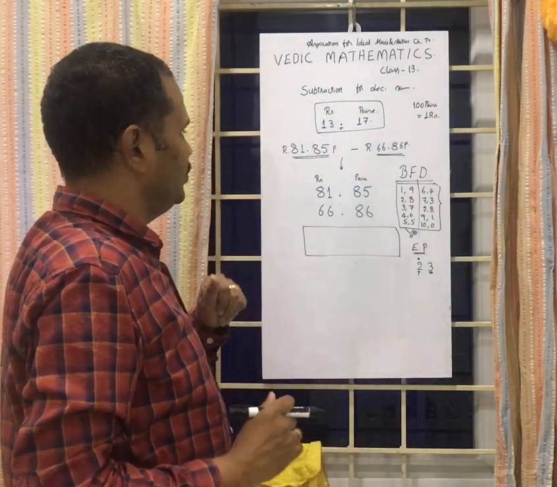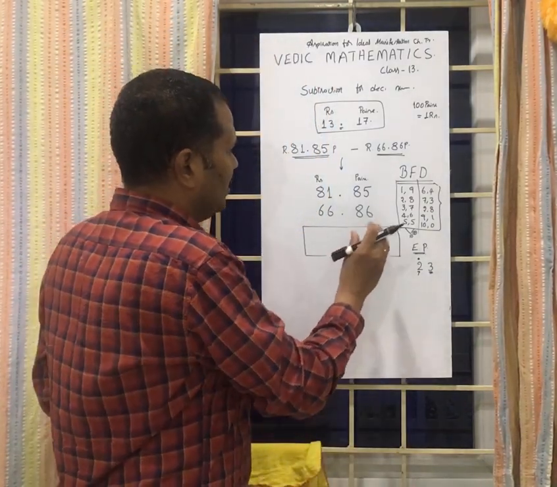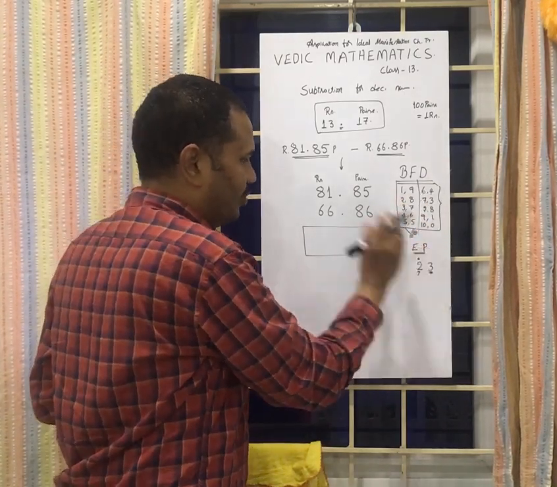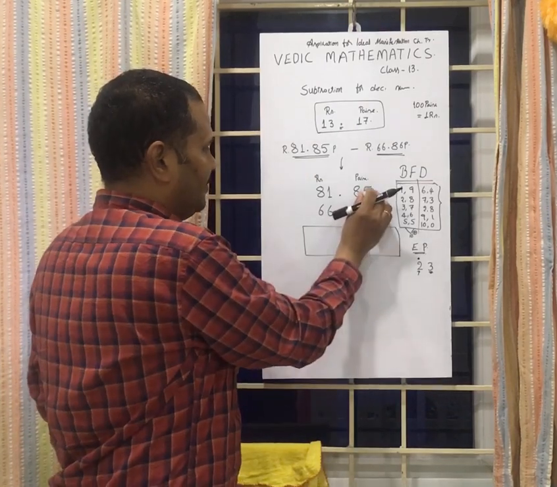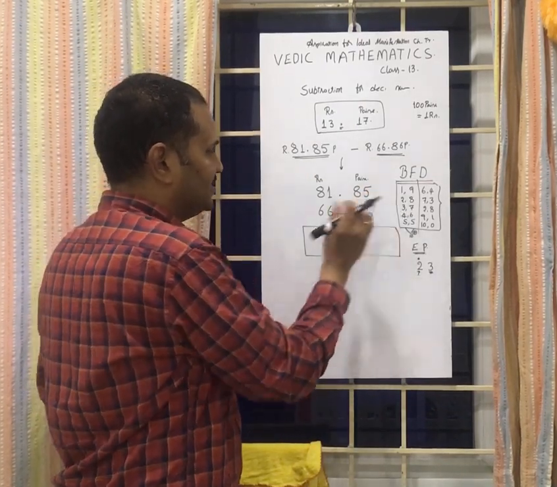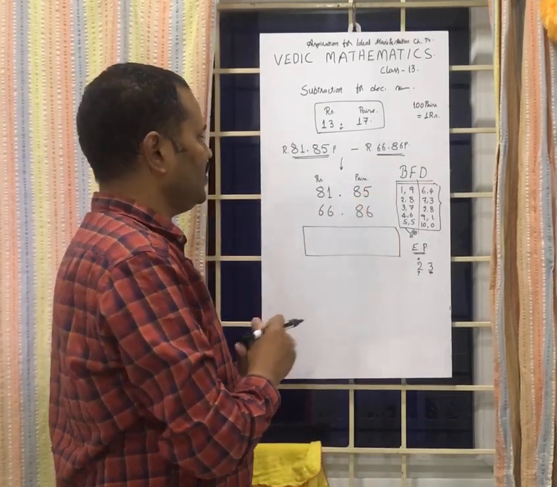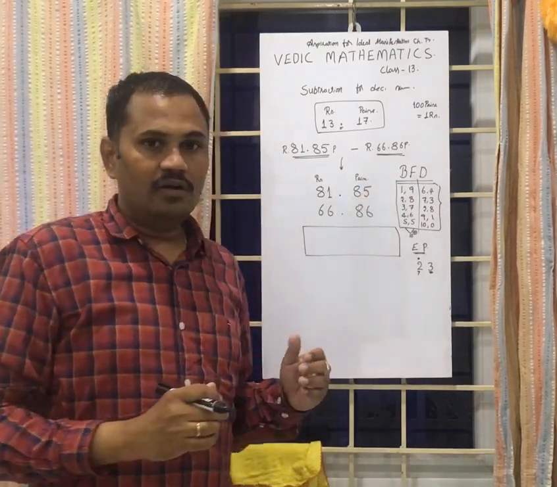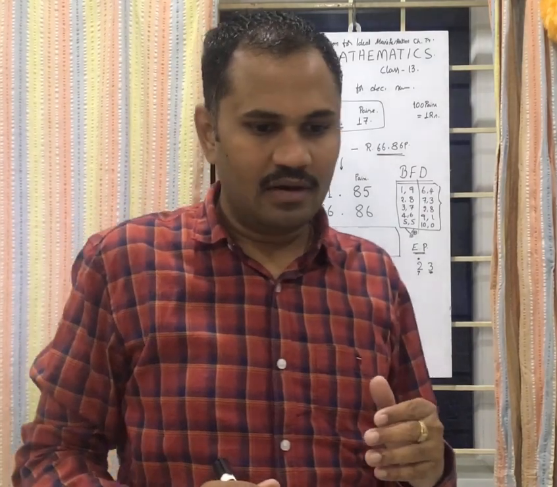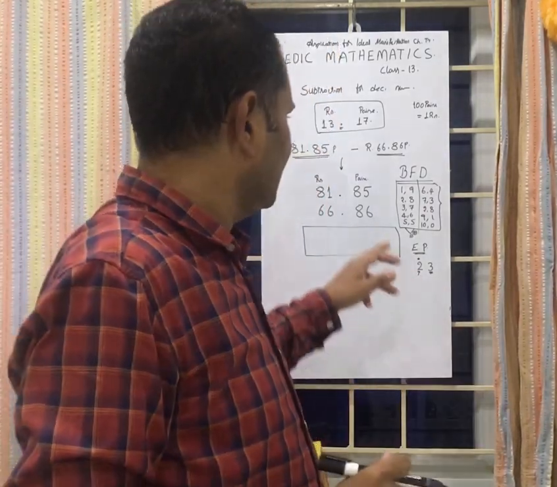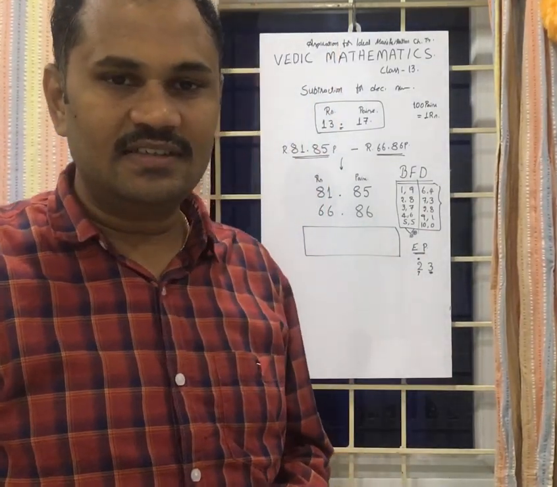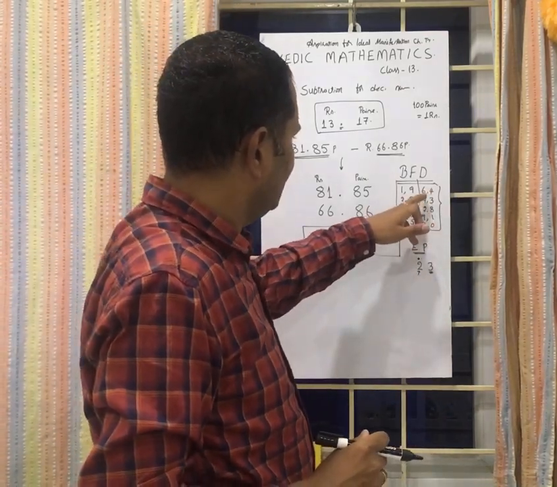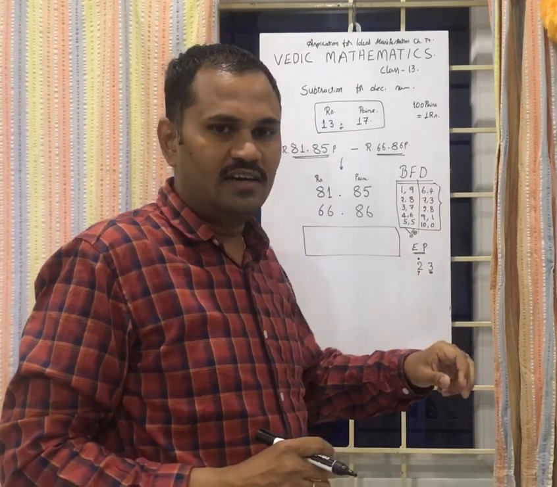So what are we going to do? We are going to apply these two concepts, one definition and one principle. When 5 cannot subtract 6 directly, we have to recollect the best friend of 6. Who is the best friend of 6? Let's see here. 6 and 4.